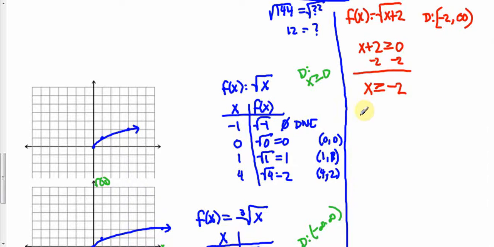If it's a cube root function, so if this is f of x equals the cube root of x minus 2, you can take the cube root of any number, can't you? So the domain is always going to be from negative infinity to positive infinity, because I can take an odd root of any number. I just cannot take an even root of any number. Okay? Any questions?